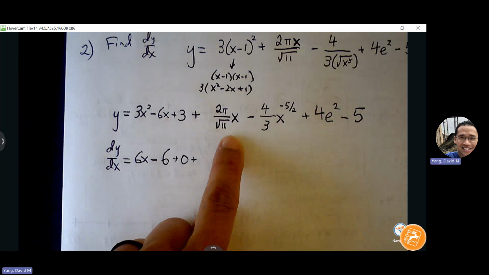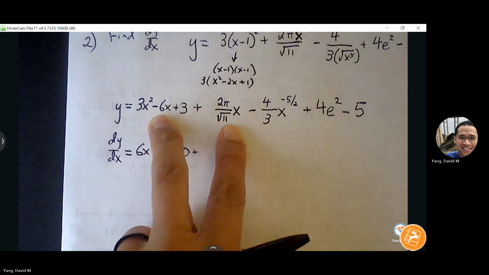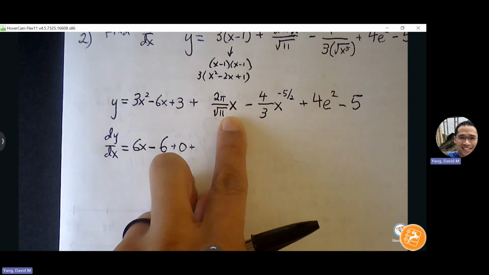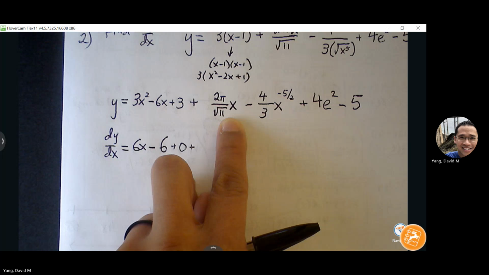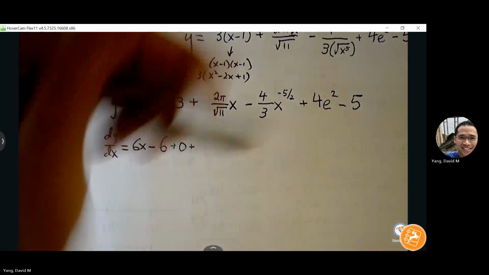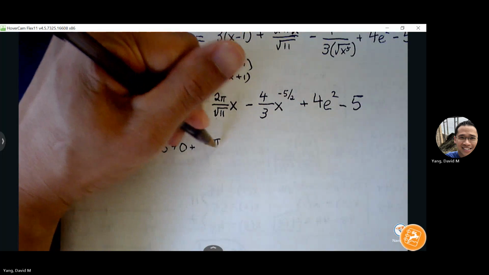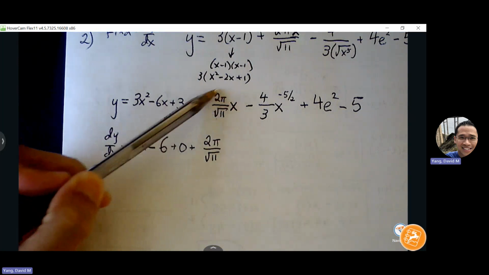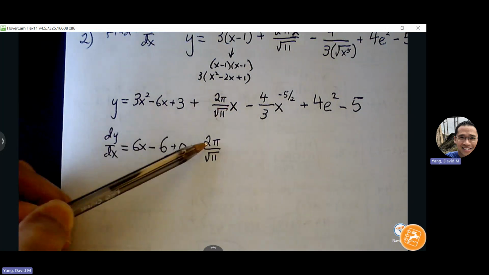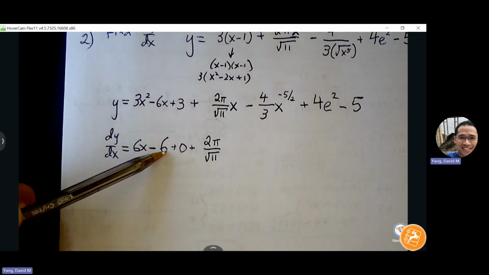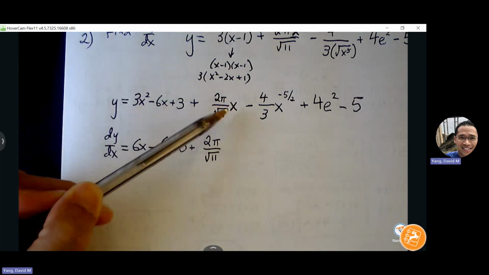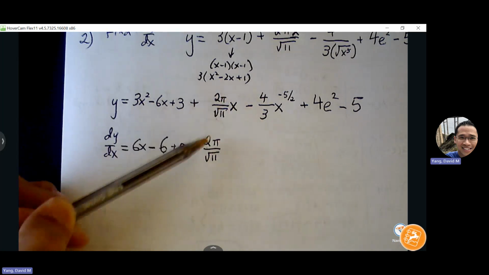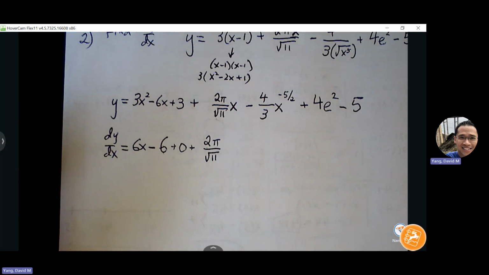Now, you're going to treat the derivative of this the same way as 6x. If the derivative of 6x is 6, what do you think the derivative of 2 pi over root 11x is? I know pi looks like a variable, but it's just a number, right? This is just some ugly number in front of x. So 6x becomes 6. X is linear. 2 pi over root 11 is also some linear expression. That's the slope, right? The slope is just a number in front of my x variable. Does that make sense? Right.